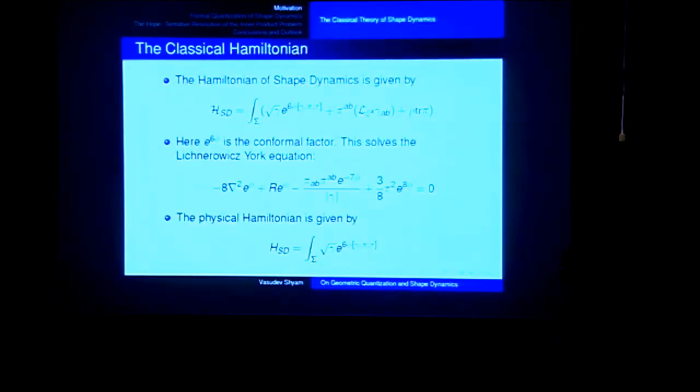So classically, the extended Hamiltonian that I'm considering looks like this, where that is the true Hamiltonian, which generates evolution with respect to the York time, and these are the diffeomorphism and the conformal morphism constraints, respectively. Now, this conformal factor solves the Lichnerowicz-York equation, and there's a construction which I won't go into, but basically there's a deparametrization constraint which leads to this Hamiltonian. So the physical Hamiltonian is given by this, as I mentioned.